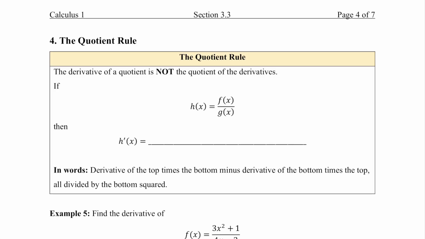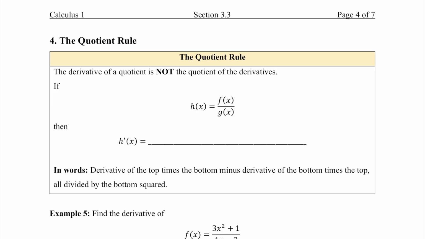Previously, we learned about the product rule, which tells us how to take the derivative when two functions are multiplied together. Now, we'll look at another important situation. What happens when one function is divided by another function? For this case, we use a rule called the quotient rule.